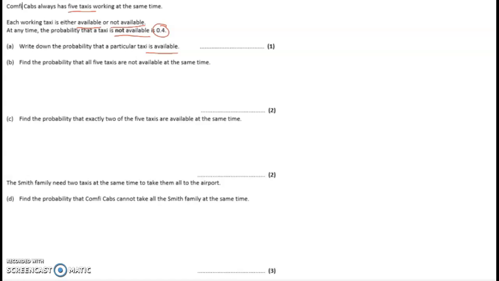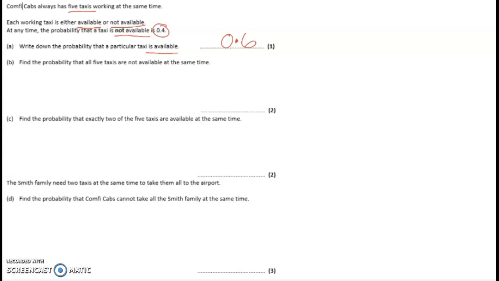Probabilities of success and failure must add up to 1. So if the probability a taxi is not available is 0.4, the probability that it is available must be 0.6, because 0.4 and 0.6 add together to make 1.